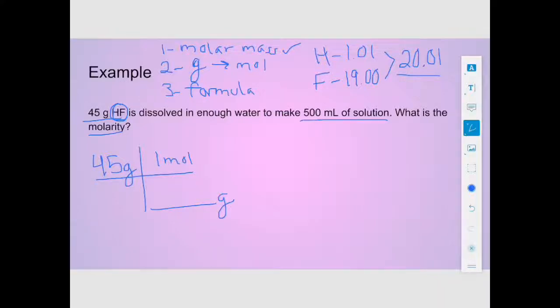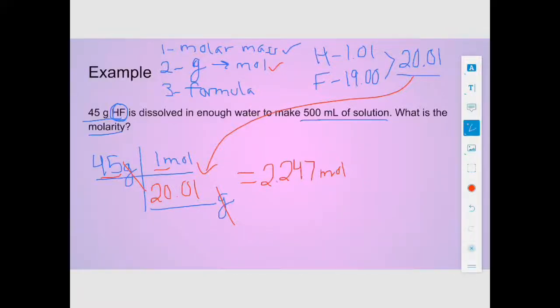Now the number that we put down here is going to be the number that we found earlier, if you remember correctly. So this is going to go right here, 20.01, and then you're going to just go 45 times 1 divided by 20.01. Grams will go away, and we are going to be left with 2.247 moles, roughly. You might have, again, a slightly different answer, just depending on rounding and what your periodic table says. All right, so that's step 2 done.